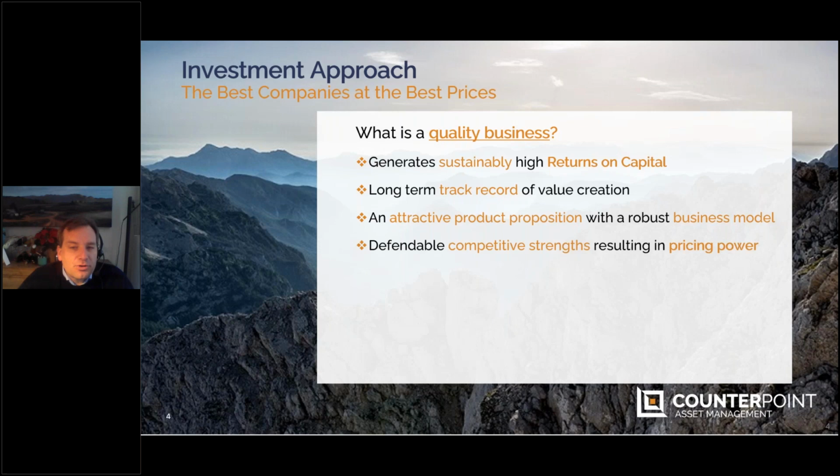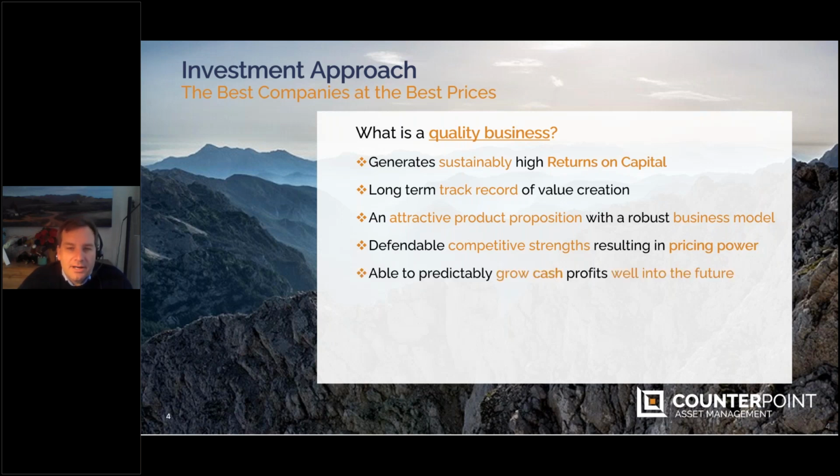Of course, defendable competitive strengths are incredibly important. I mean, some people call these moats. So if someone can easily replicate what you're doing, your margins are going to get compressed, and you're going to get your advantages competed away. However, if you have defendable competitive strengths that cannot be easily replicated, this gives you pricing power, which, as we're seeing, is especially important in an environment of inflation. You need to be able to raise your prices if your input costs are increasing.